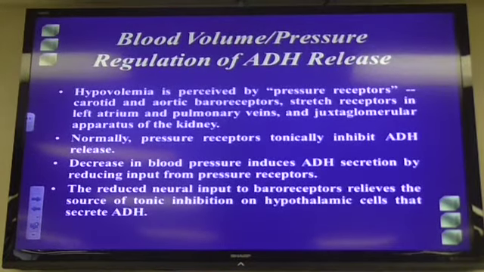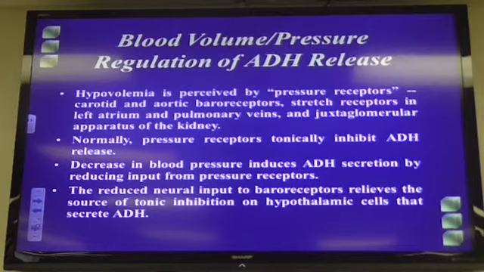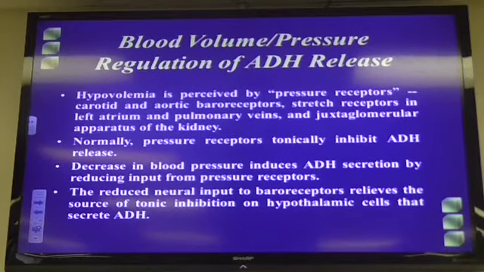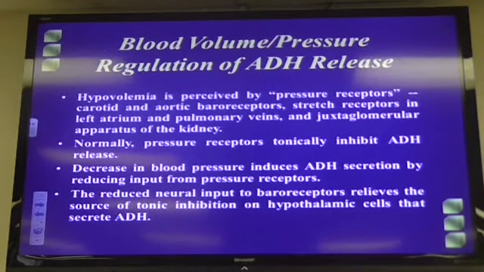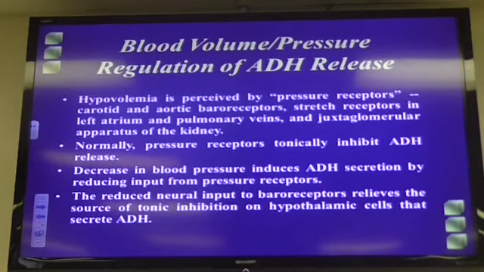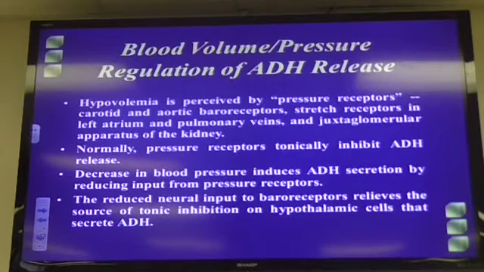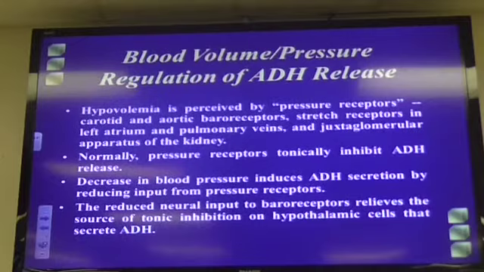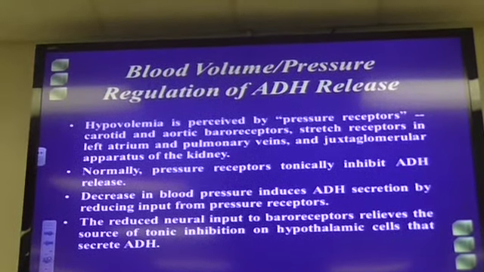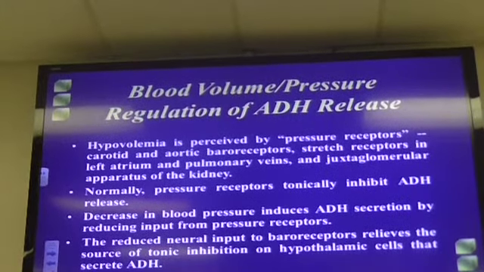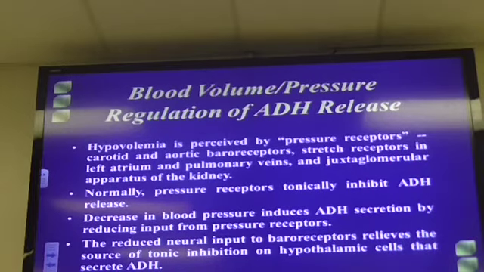Okay, now as far as blood volume or pressure regulation of ADH, hypovolemia is detected by your baroreceptors, your pressure receptors in the carotid and aortic areas. Also stretch receptors in the left atrium and pulmonary veins and the juxtaglomerular apparatus. Y'all remember the juxtaglomerular apparatus? What's it secrete? Renin. What's renin do?